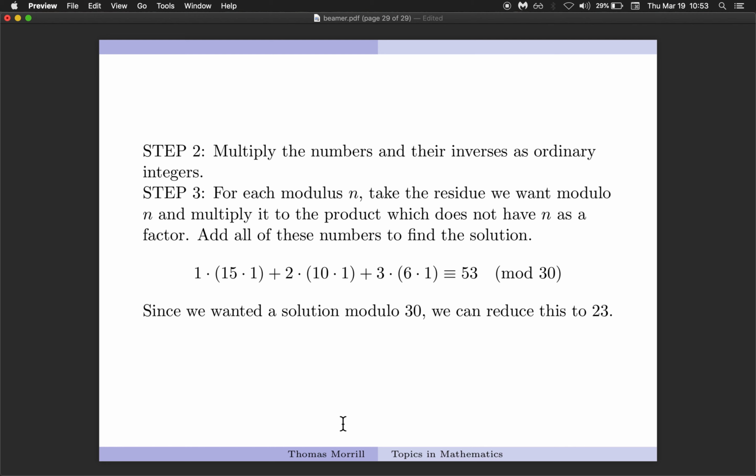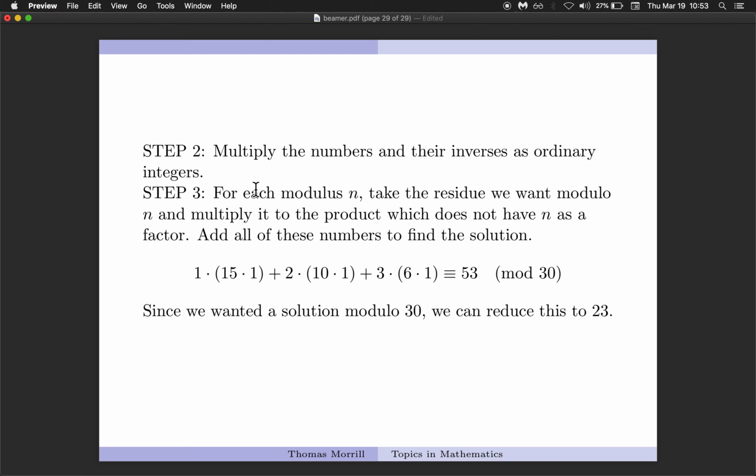Step 2, multiply these products and their inverses that we calculated in step 1 just as ordinary integers. So here is my 15 times 1, which is the inverse of 15 mod 2. Here is my 10 times 1. 1 is the inverse of 10 mod 3. Here is my 6 times 1. 1 is the inverse of 6 mod 5.